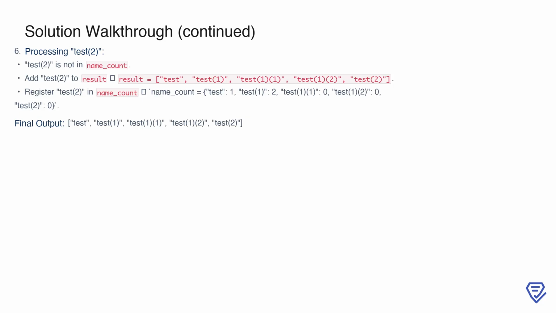Since test 2 is not in name_count, we add it directly to result, resulting in [test, test(1), test 1(1), test 1(2), test 2]. We register test 2 in name_count and initialize its count to 0. The final output for this example is [test, test(1), test 1(1), test 1(2), test 2].